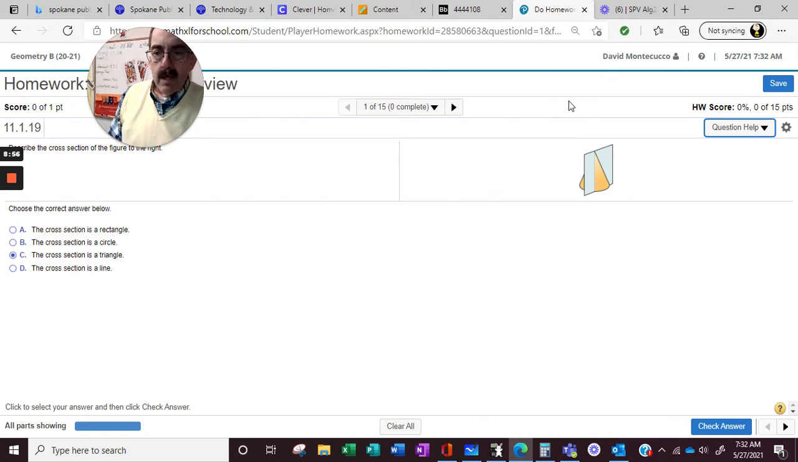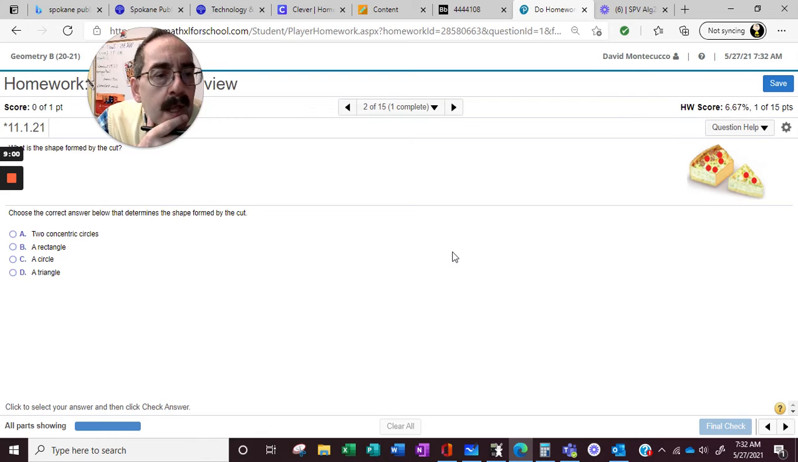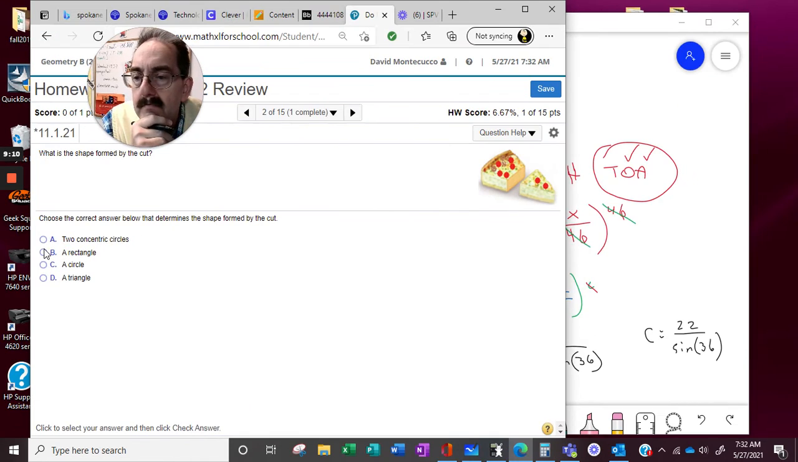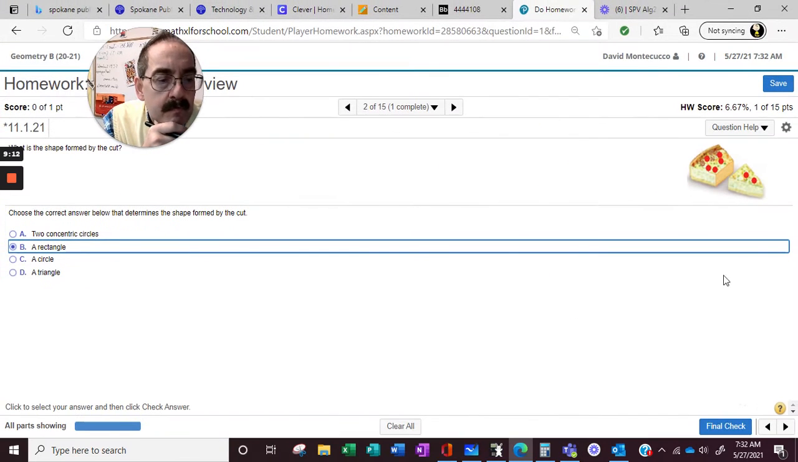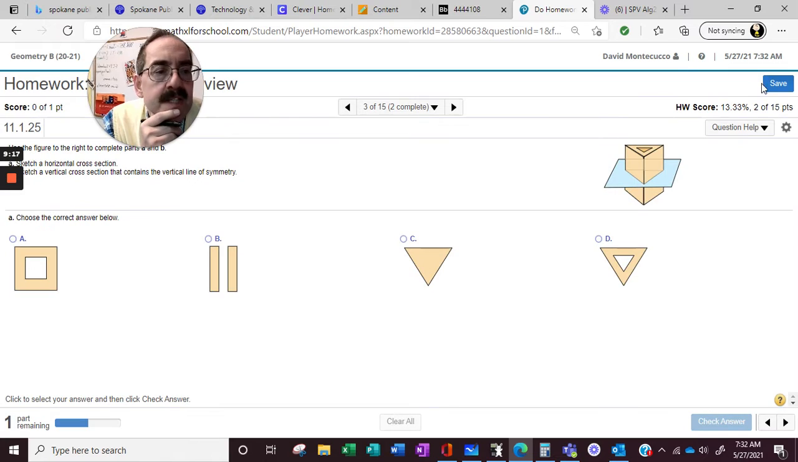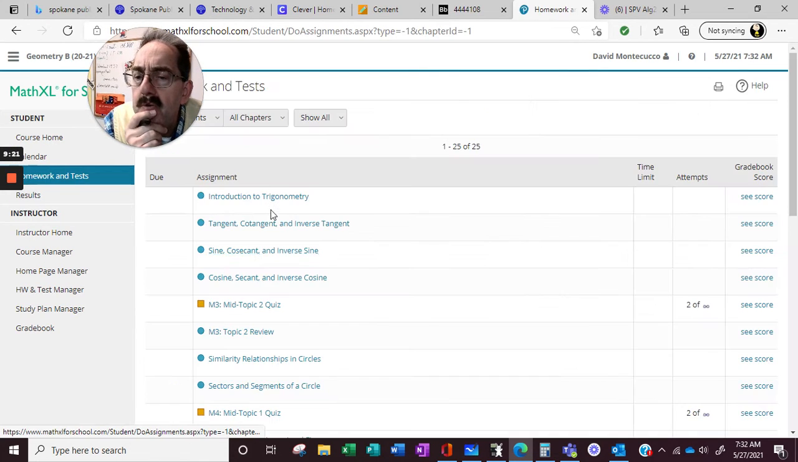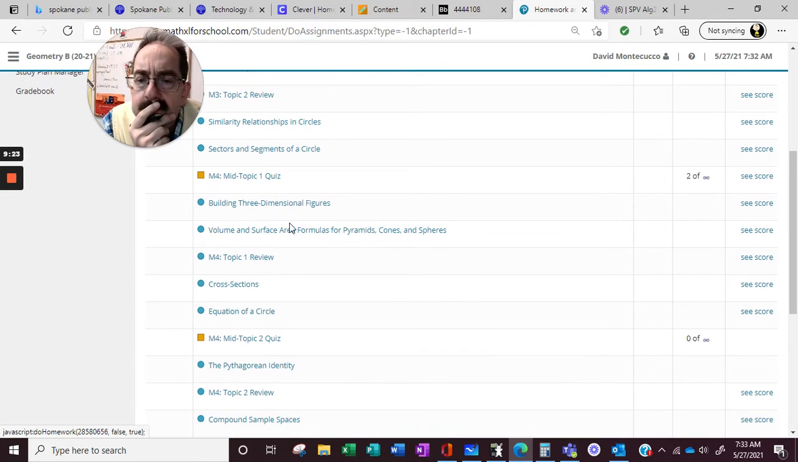All right. So that's a triangle. We'll check our answer. Cool. What is this? Cut. So when we cut it, you see how this dark area here is a rectangle? Perfect. Fantastico. All right. So now let's go to probability, right?